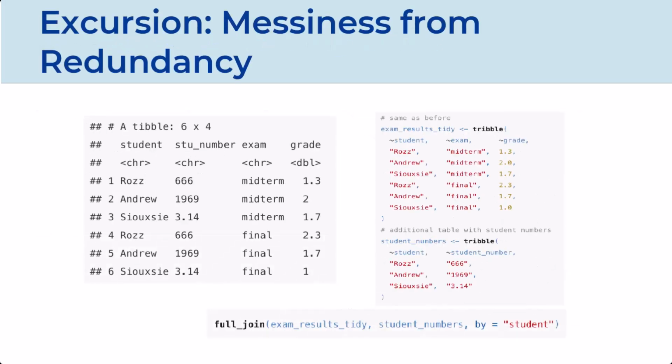Messiness from redundancy. Redundant data occurs when repeated information clutters the dataset. For instance, having a student's name repeated in every column or row. The solution: normalize or restructure the data. By separating names into their own column, you reduce redundancy and improve efficiency.